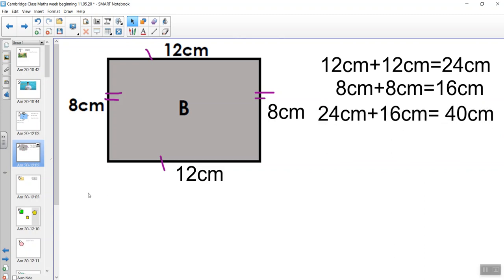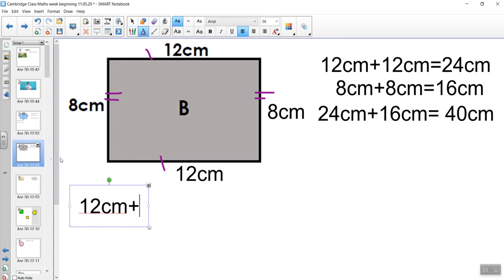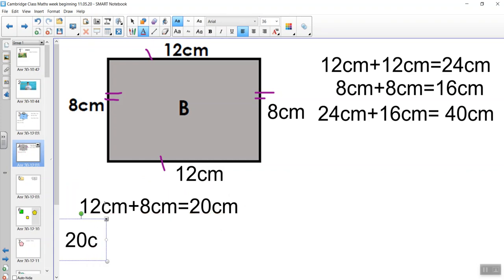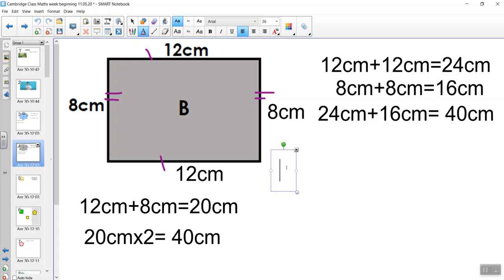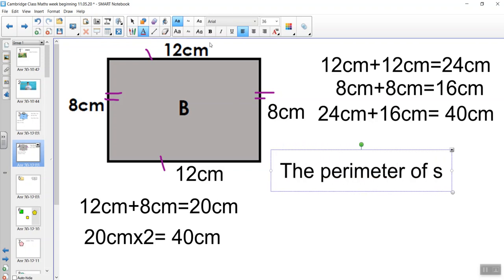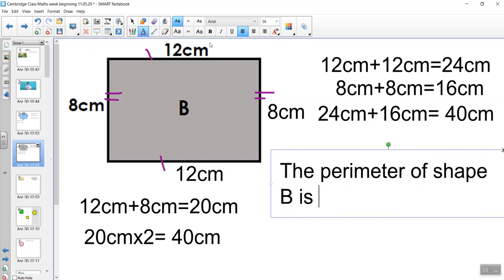Of course, you could have done it like this. You could have said 12 centimetres added to 8 centimetres equals 20 centimetres. And then I need to double that answer because I have two more sides the same length. 20 centimetres times 2 equals 40 centimetres. This is a slightly quicker way, but this way is also okay. The perimeter, let's write a sentence. The perimeter of shape B is 40 centimetres.